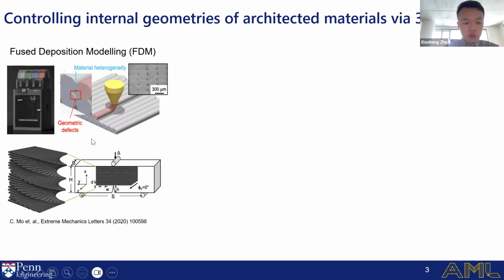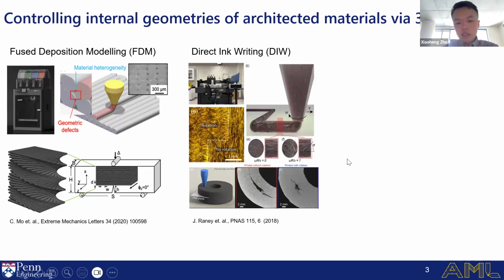This example is the Bouligand structure. You can see that each of the layers has a very specific angle, in that case deflecting the crack propagation. Another technique we have in our lab is called DIW, direct ink writing. It's very similar to FDM, but for DIW the nozzle is not heated. Instead, the material itself is between a liquid and a solid, so we use pneumatic pressure to extrude the material out and form the shape.